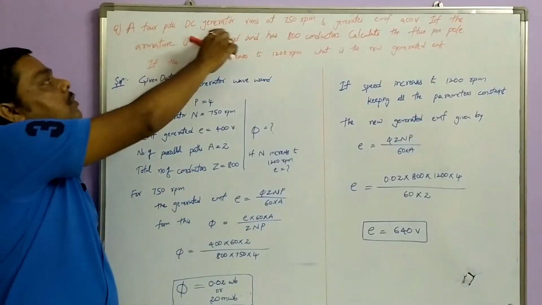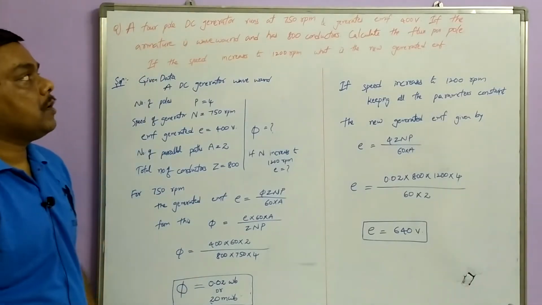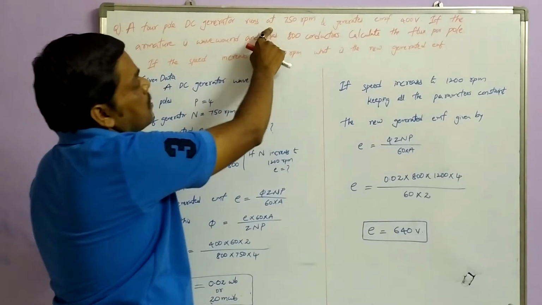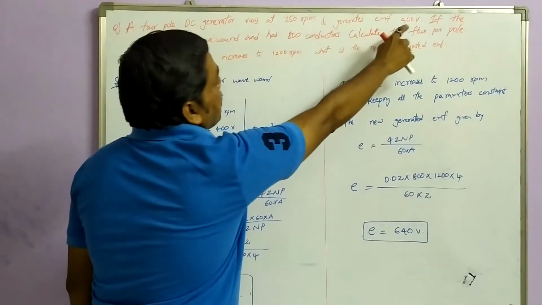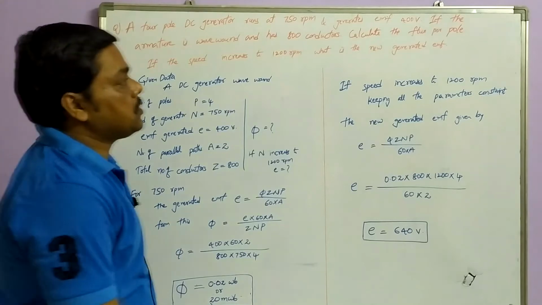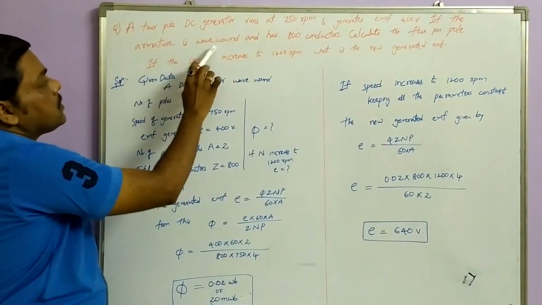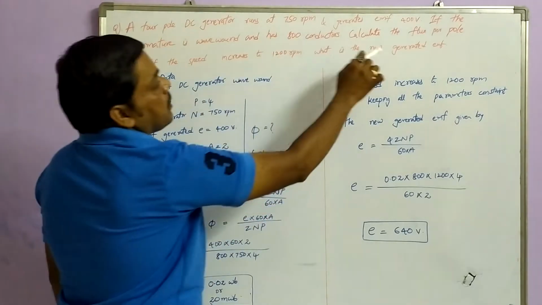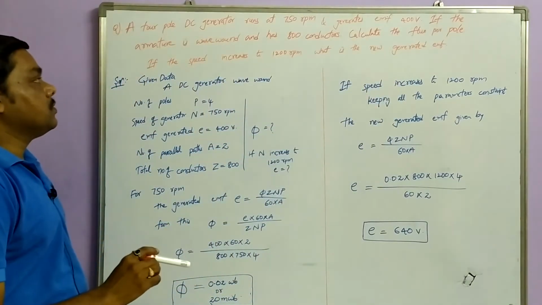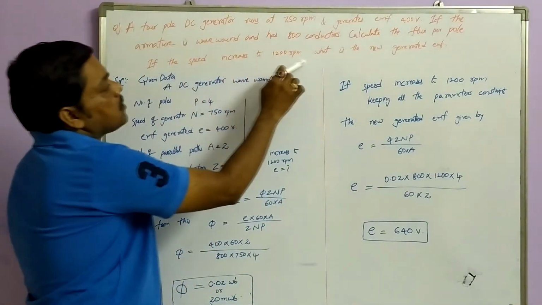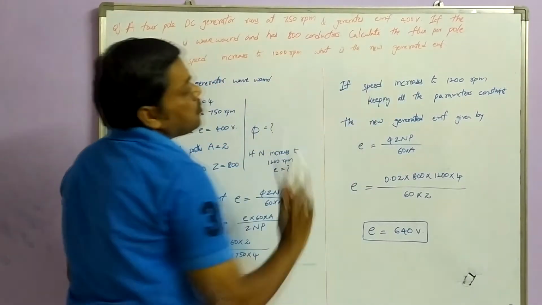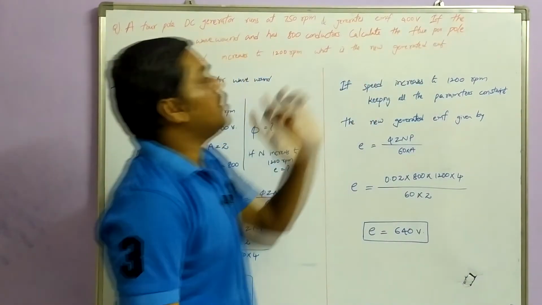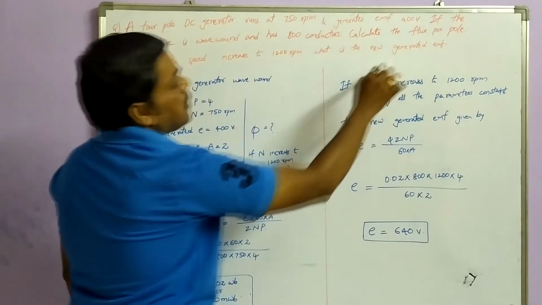Let's go to one more problem on DC generator EMF. The next question is: a 4-pole DC generator runs at 750 rpm and generates an EMF of 400 volts. If the armature is wave wound and has 800 conductors, calculate the flux per pole, and also, if the speed increases to 1200 rpm, what is the new generated EMF? Here two questions are asked: first, calculate the flux per pole, and second, calculate the new generated EMF.